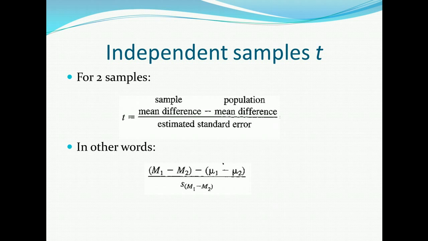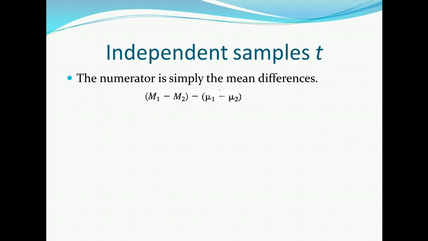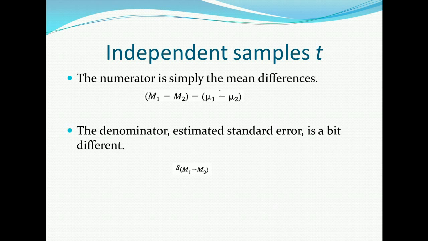In other words, mean sub 1 minus mean sub 2, as being the sample mean difference, minus mu sub 1 minus mu sub 2, which is the population mean difference, over the standard error for the mean sub 1 minus the mean sub 2. The numerator is simply the mean differences. This is pretty intuitive to understand. So the denominator is estimated standard error, which is a bit different than in the dependent samples T. And the calculation is also a bit more tedious, but that's okay.